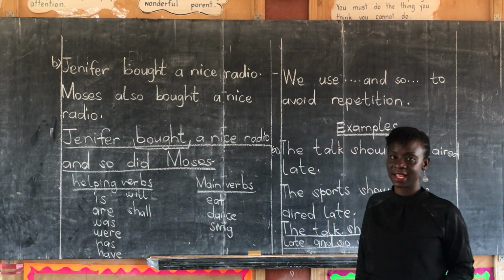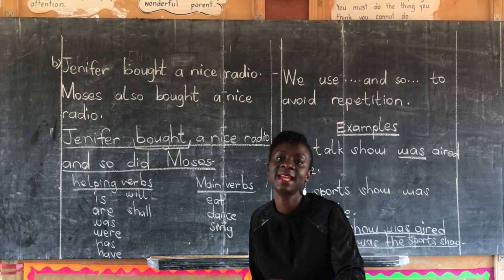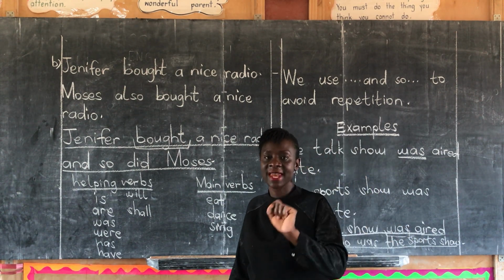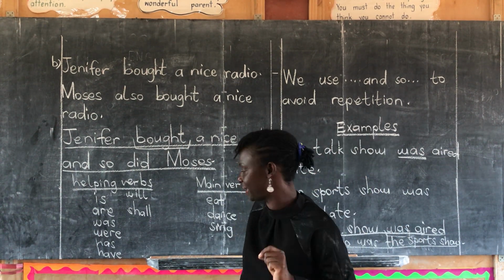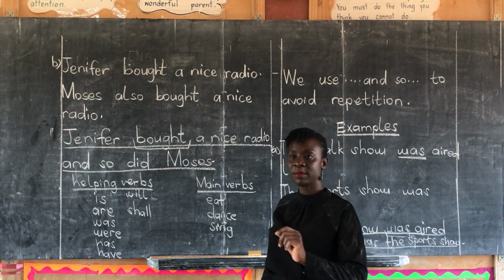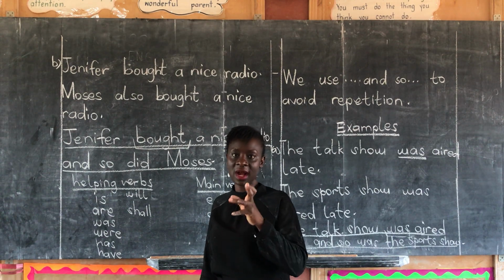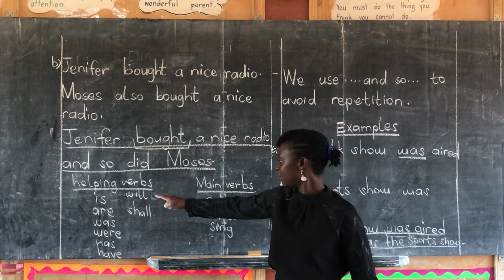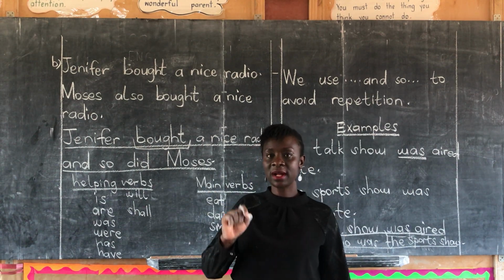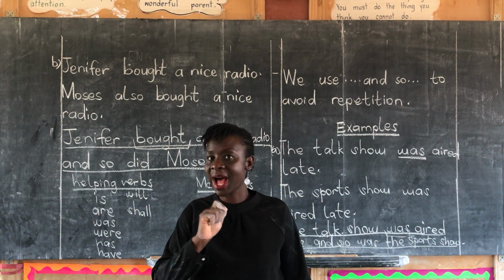Mary is singing. Janet is singing. We shall say, Mary is singing and so is Janet. That helping verb. Uncle will come tomorrow. Aunt will come tomorrow. The helping verb is here. In our answer we shall say, Uncle will come tomorrow and so will aunt.